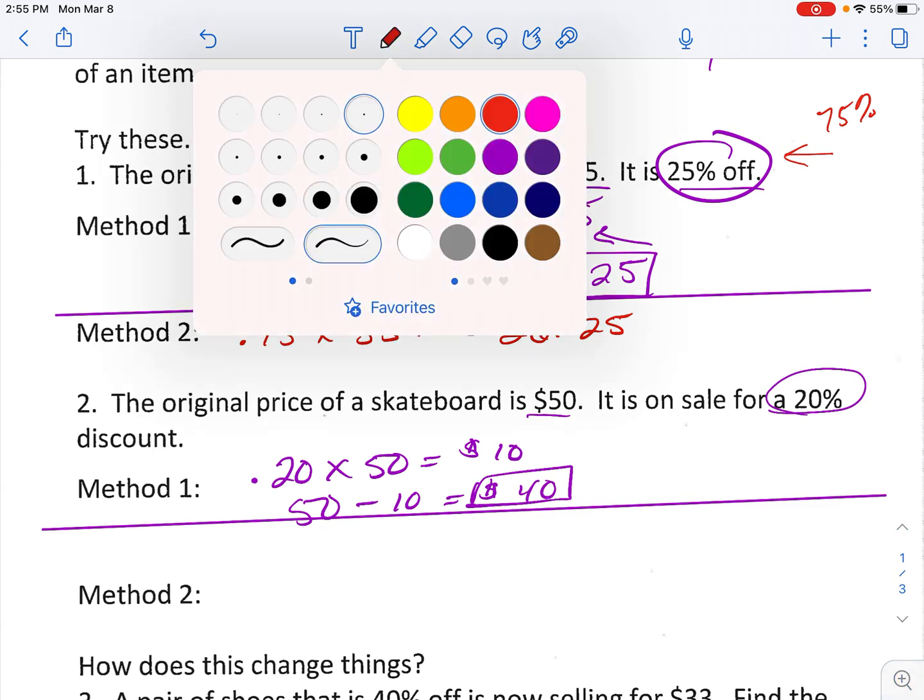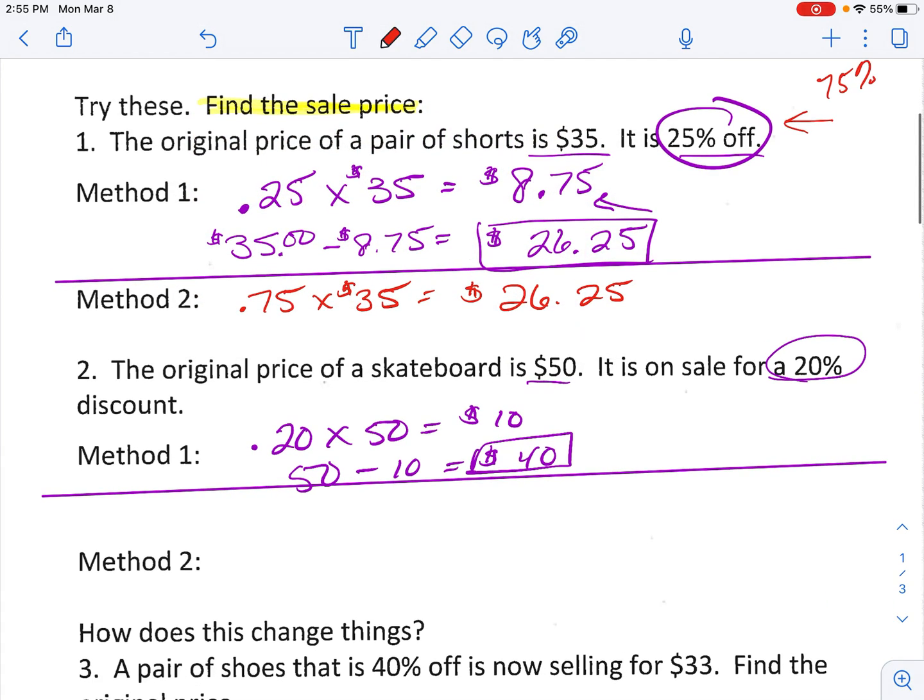Method two. Go ahead and write both methods so that you are familiar with both. Method two, if we are taking off 20%, that means we have to pay 80%. So 80% times 50, or 80% of 50, is automatically $40.